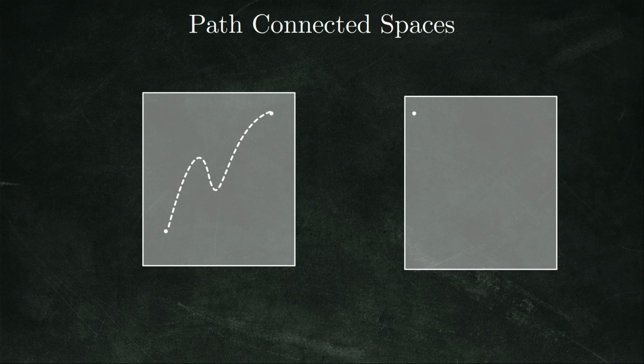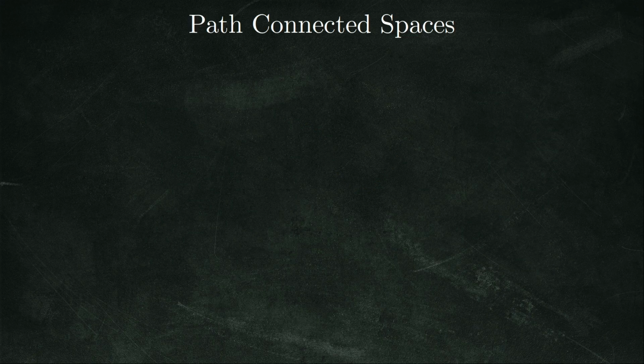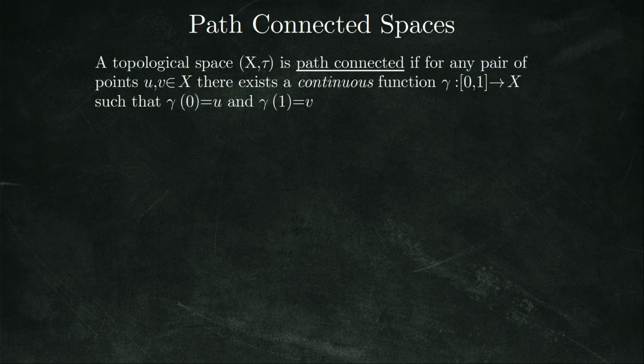However, if we try and draw a path that goes to this point in the other region, it can't be done. It has to leave the space somehow. Okay, now let's formalize this. A topological space (X, tau) is path connected if, for any pair of points u and v, there exists a continuous function gamma from the interval [0, 1] to X, such that gamma of 0 is u and gamma of 1 is v. And we call gamma the path.